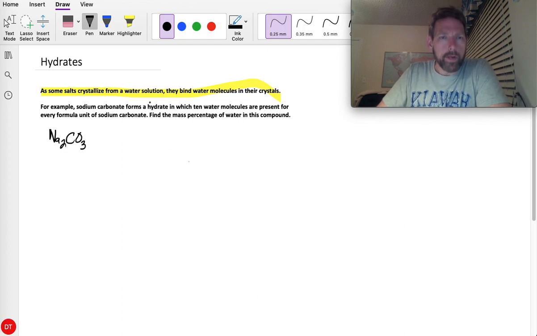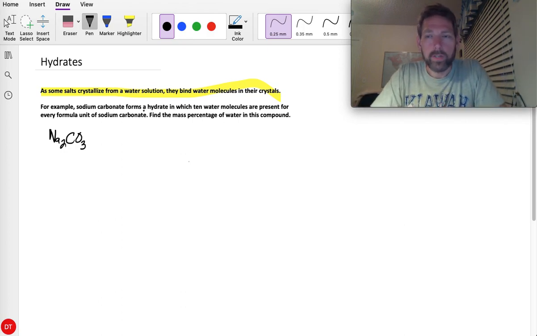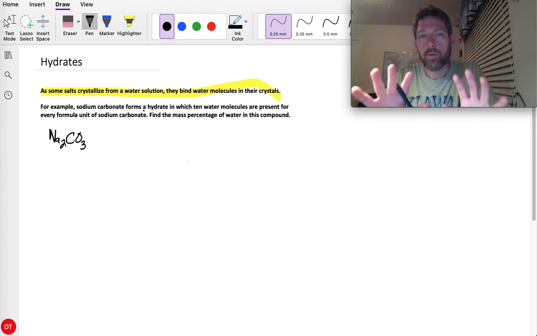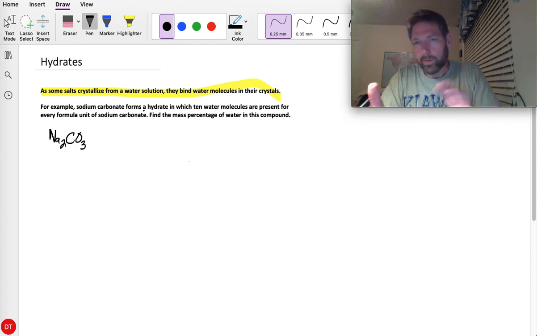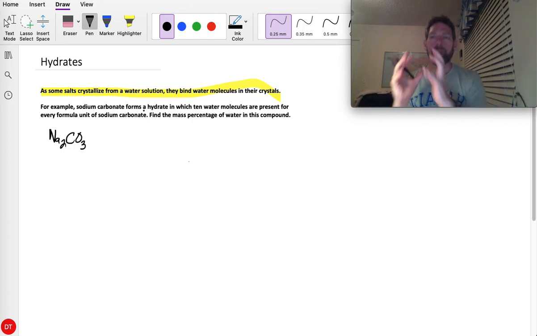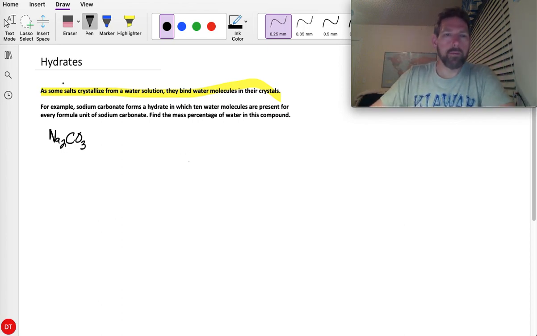So, sodium carbonate forms a hydrate, which means it's got water attached to it, in which 10 water molecules are present for every formula unit of the sodium carbonate. So let's think what it's talking about here. It's saying that there's 10 waters for every formula unit. So formula unit, the unit of the formula. I know that sounds weird, like I'm repeating myself, but what that means essentially is for every one unit that you have of this, you have 10 of these. So for every one of these, there are 10 water molecules.